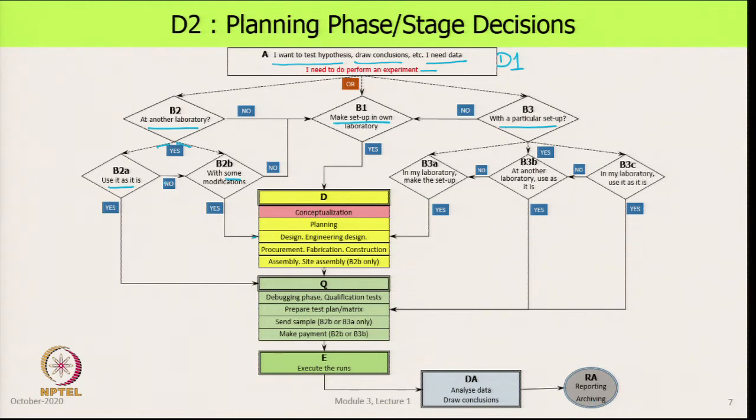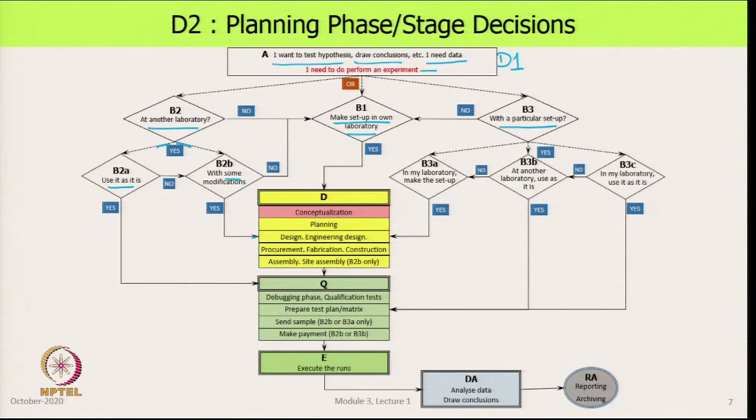So, if we cannot use it as it is, and it is not possible to make some modifications to the setup in that lab, or if the lab was not available, we have to make it in our own lab. So, we come to box B1. The other way we could come to this and say, look, I have to make this thing in my own lab, is that we say, well, do I need to have a particular setup? If the answer is no, then we have to make it in our own lab. If it is yes, then we have to see where is that setup available.